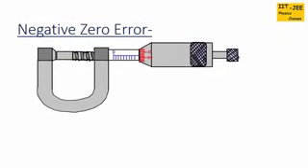In this case, the 0 of the circular scale is actually above the reference line of the main scale. This is the reference line. So you can see the 0 of the circular scale is above the reference line of the main scale. So this screw gauge is having a negative zero error. Let's calculate the negative zero error.